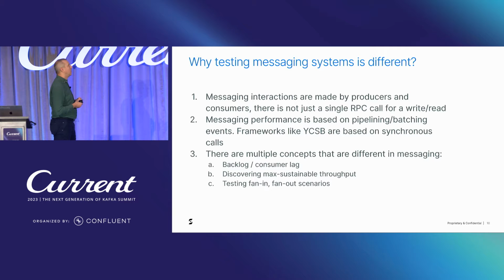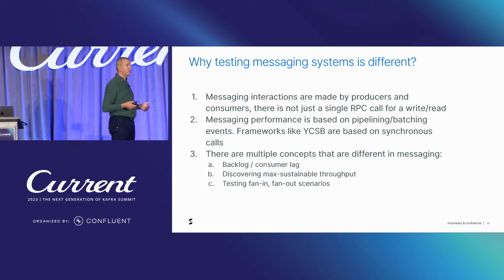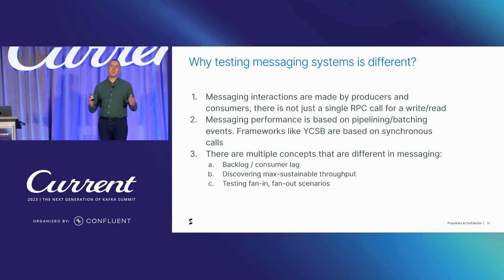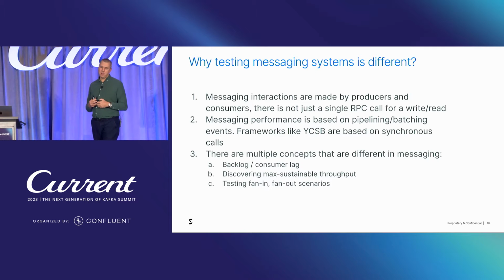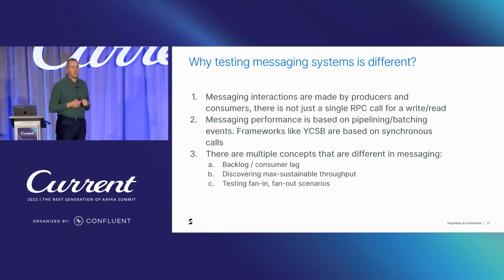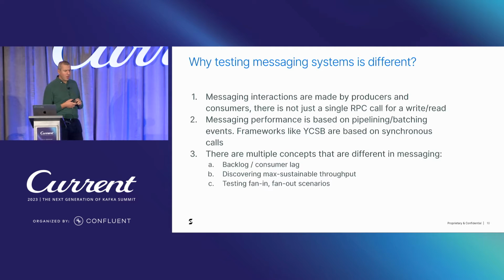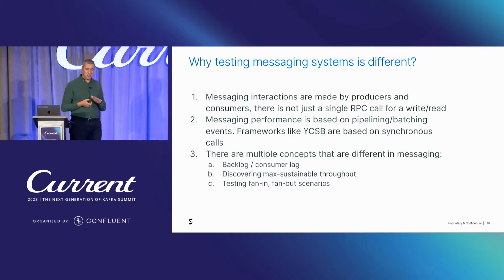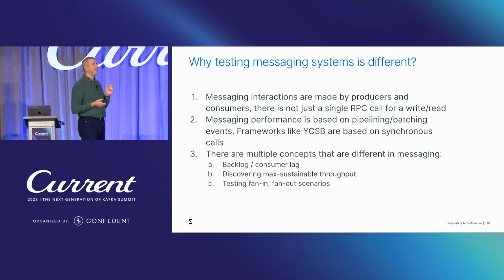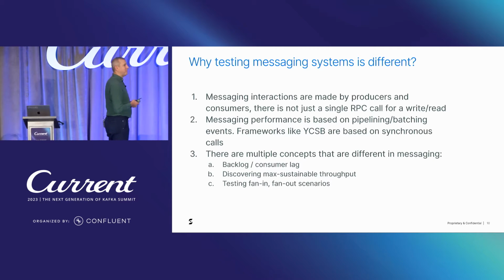The other part is that performance in messaging is typically achieved through batching and pipelining. The SDK will basically always try to pack a bunch of events into a single batch and then send it out in one shot to the brokers to get more performance. And YCSB and others are really based on synchronous API calls, which basically kills the whole thing about batching and pipelining.